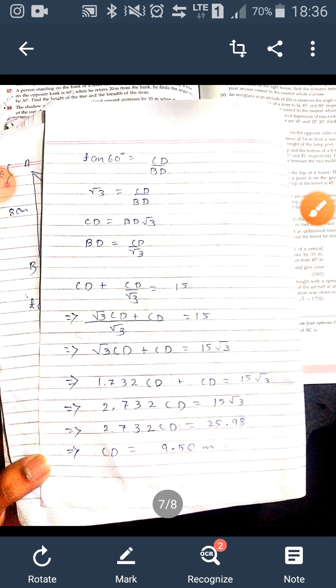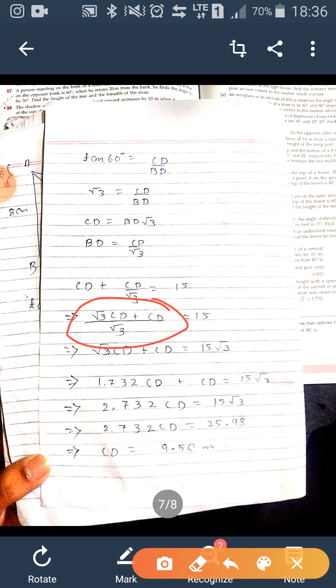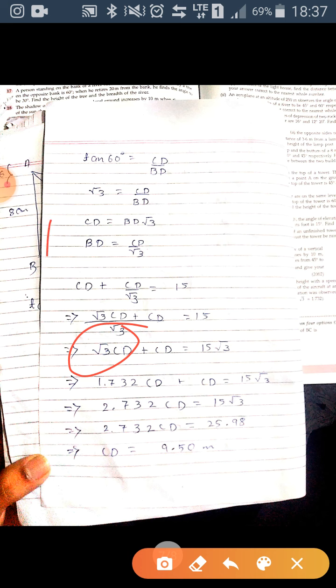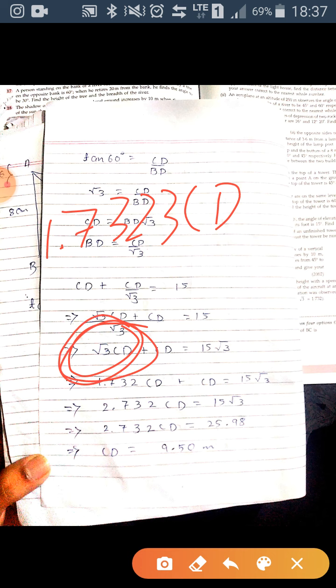Now I take the LCM as root 3. I get root 3 CD plus CD at the top. Then I cross multiply. I get root 3 CD plus CD on this side and 15 root 3 on that side. Root 3 I know is 1.732, so root 3 CD becomes 1.732 CD, plus CD. Only CD means 1 CD. So what is 1 CD plus 1.732 CD? It is 2.732 CD. Yes or no?